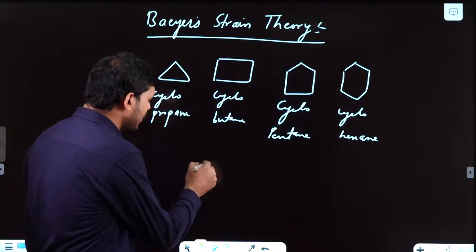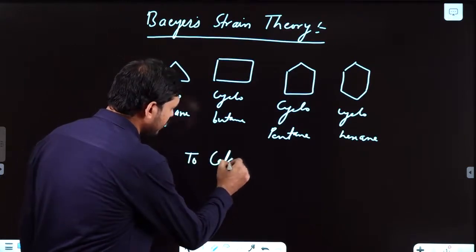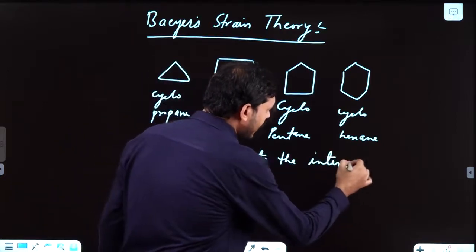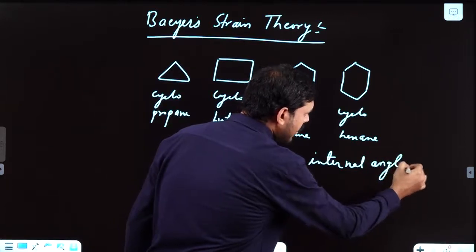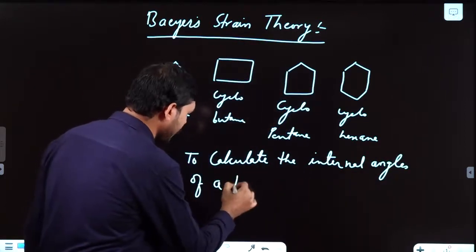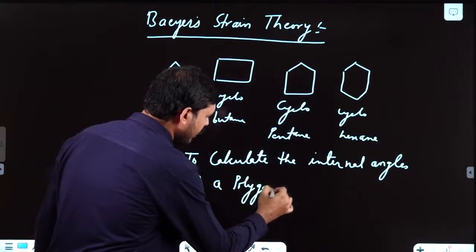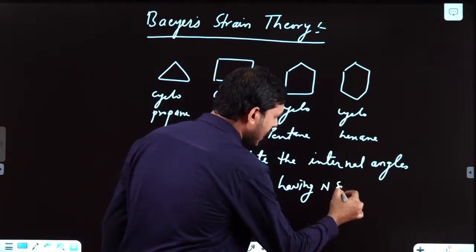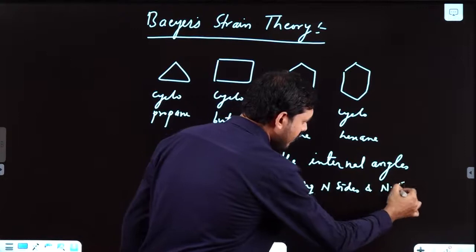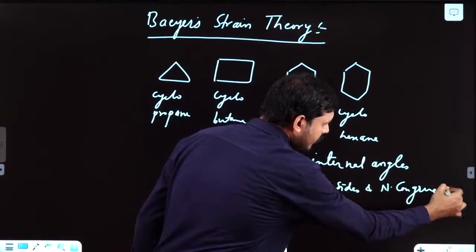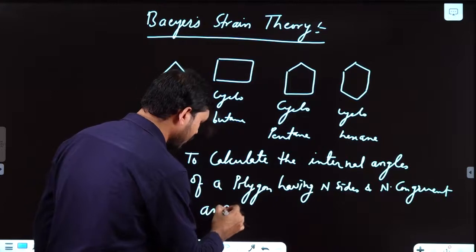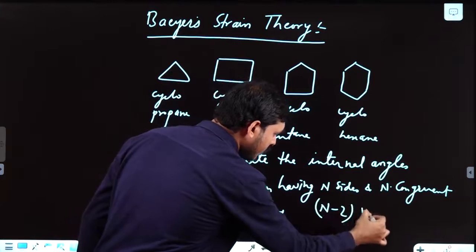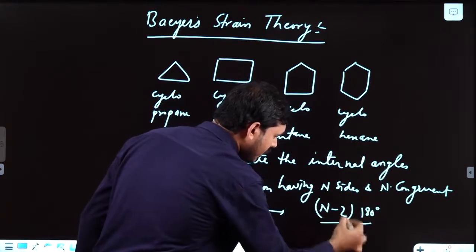In case of polygons, to calculate the internal angles of a polygon having n sides and n congruent interior angles, it is given by (n minus 2) into 180 degree divided by n.